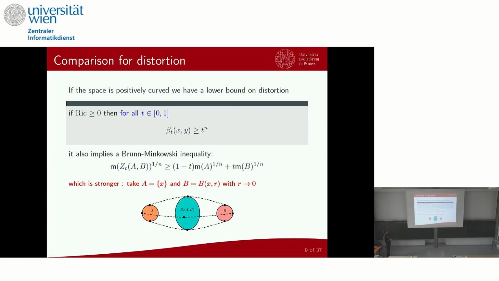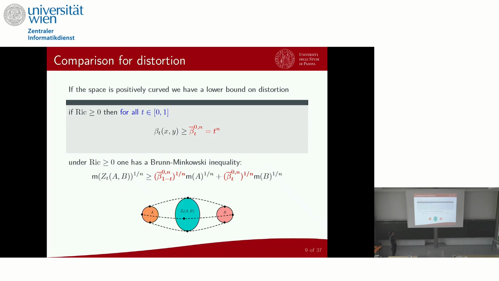And it is interesting that the same assumption, you all know very well, also implies a Brunn-Minkowski inequality of this type. So if I have a positively curved manifold, I have the Euclidean Brunn-Minkowski inequality. This is stronger because you can recover the previous estimate by saying that A is a point and B a ball, and then shrinking the ball to 0. In this case, Z_t(A, B) is the interpolation in the sense of the two sets.